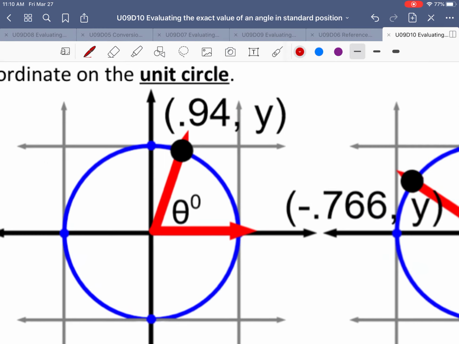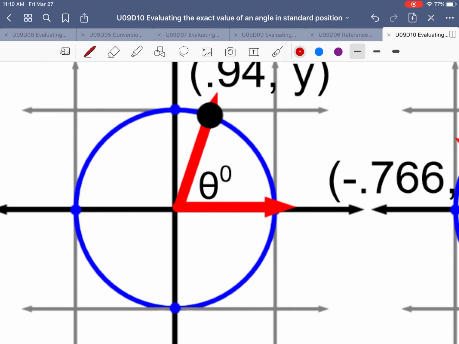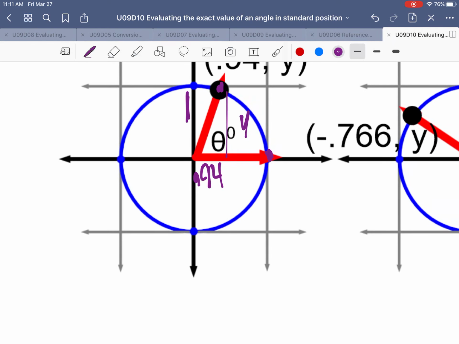Just the fact that it mentions the unit circle means we know something about this triangle that we're forming here. This is 1 long. We know that this side is 0.94, which is probably an inaccurate drawing because this over here is 1, so that would imply that that's pretty small. I probably placed this point in the wrong spot, but we'll have to deal with that. This length is y, and we don't know what it is. So we can find y using one of two methods.